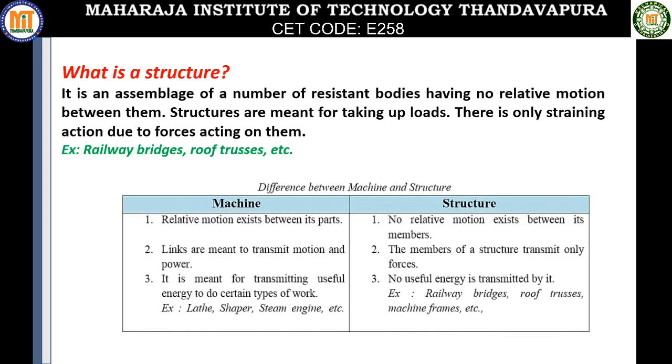So how exactly are they different from a machine? As I mentioned earlier, a machine has relative motion between its parts, whereas in a structure there is no relative motion existing between the members. In a machine, links are meant to transmit both motion and power, whereas in a structure the members are designed only to transmit loads or forces. Examples of machines are lathe, shaper machine, steam engine. In structures, railway bridges, buildings and machine frames are many examples that can be given.